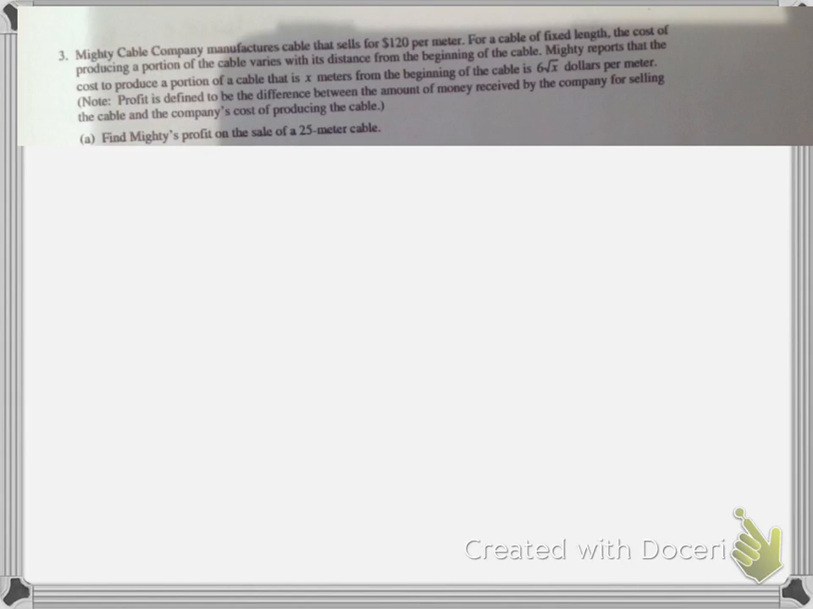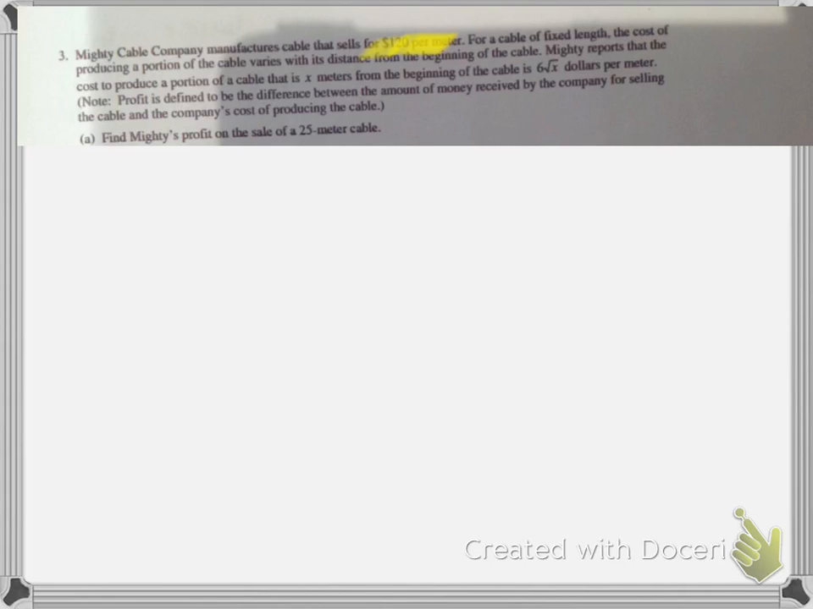Okay, this is question number 3 from Friday's packet. So there's this cable company, and it's selling some cable that's $120 per meter. So let's just mark that. That's here. Oop, it's a little dark. And when you buy a cable that's a fixed length, the cost of making this cable will vary based on how long it is.